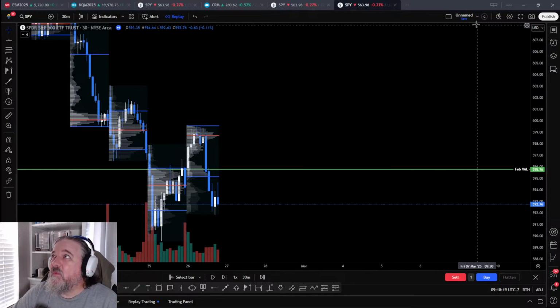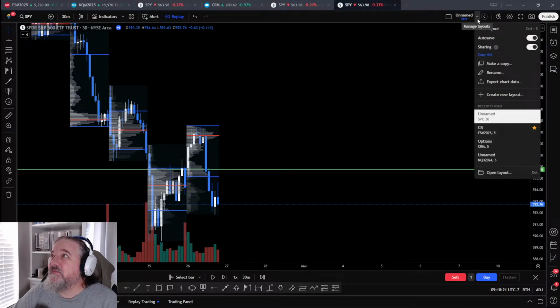Robinhood. Yeah, you can have more than one. Here you can create new layouts right here. Like I have 4.